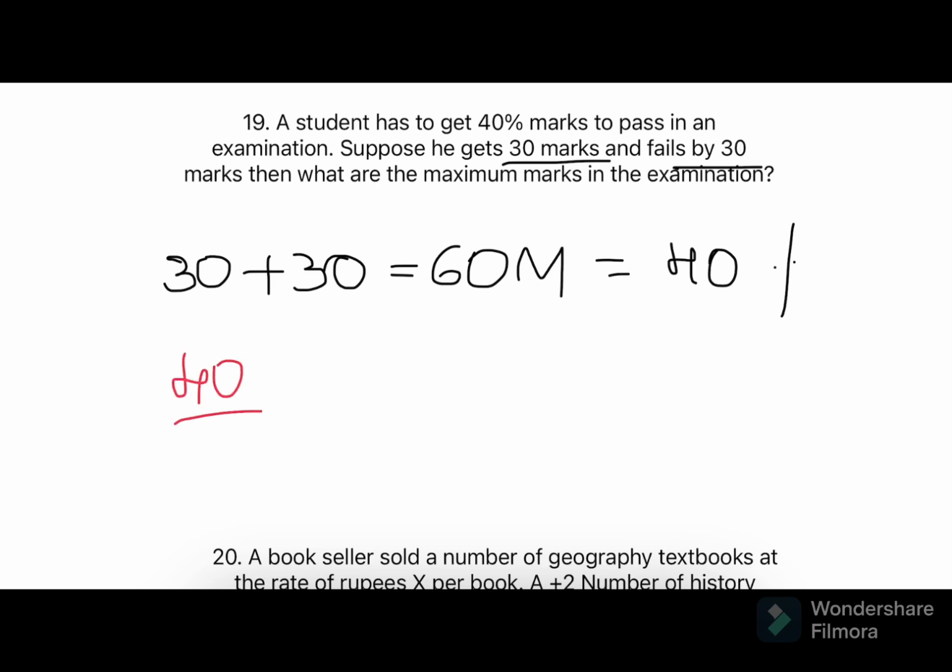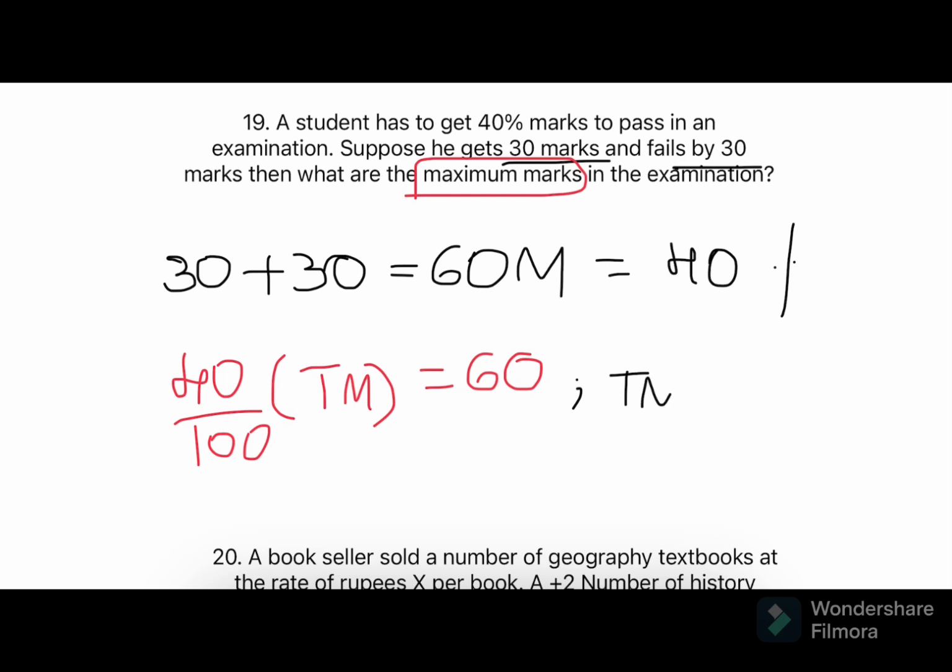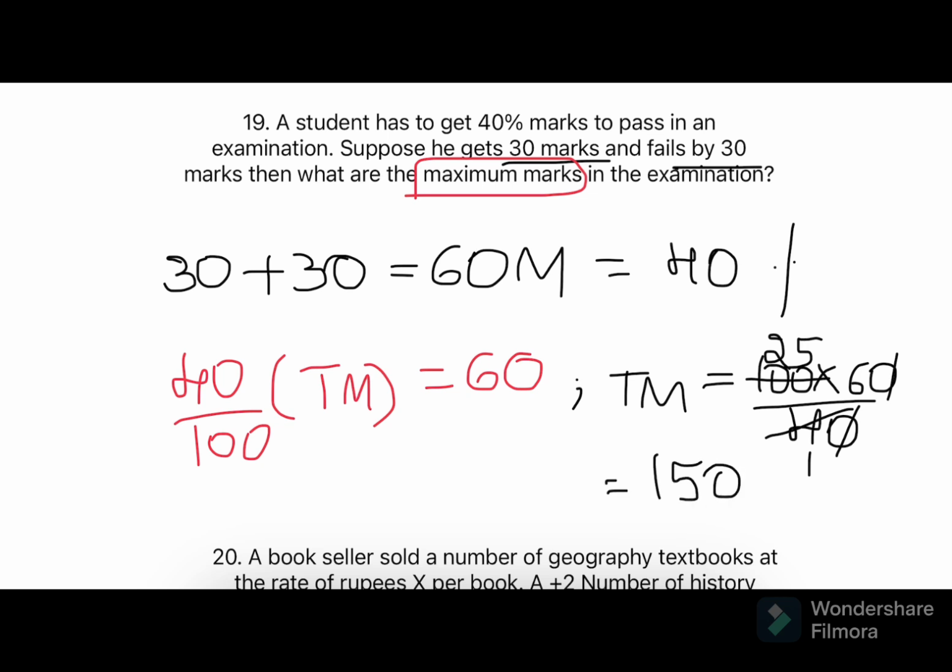Okay, this is all we have to write. So 40% of the total marks, I'll write it as TM, is equal to 60. What is the question? What is the maximum marks, or the total marks? So we need to just simplify this further. Total marks is equal to 100 into 60 divided by 40. So the total marks is equal to how much? 25 into 6, which is equal to 150 marks. A very simple calculation. I hope you have done this by yourself.